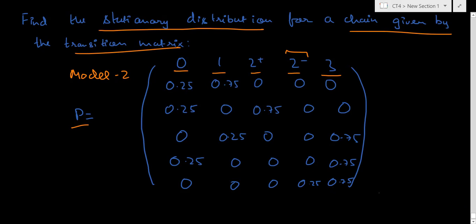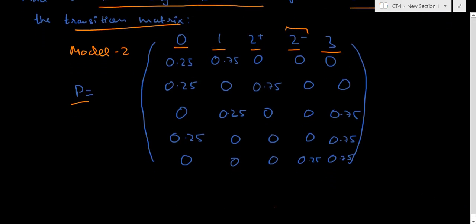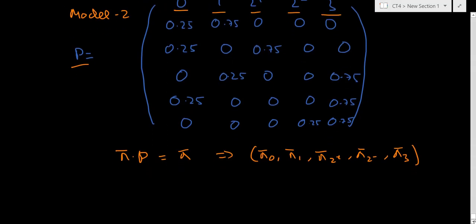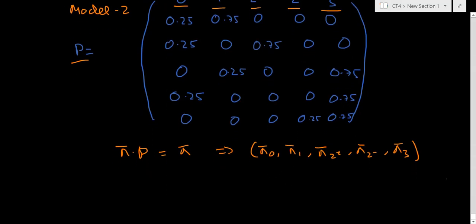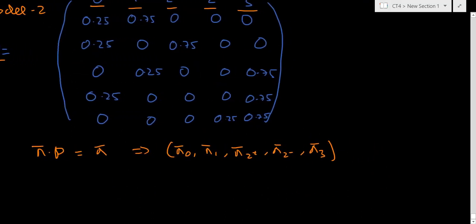And for this now we need to find the stationary distribution, right? So first of all, we'll make all our equations. Equation number 1 would be, so how will I go about doing the equations? I'll first multiply pi P and make it equal to pi, right? So this vector, pi 0, pi 1, pi 2 plus, pi 2 minus, pi 3, if multiplied with this matrix P, would lead to the same thing.